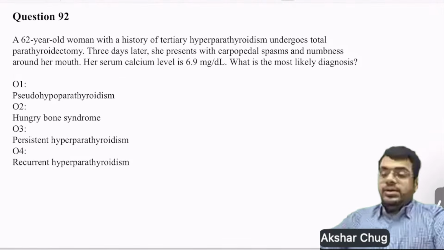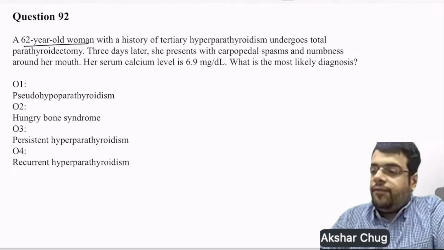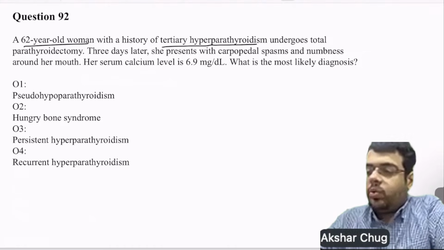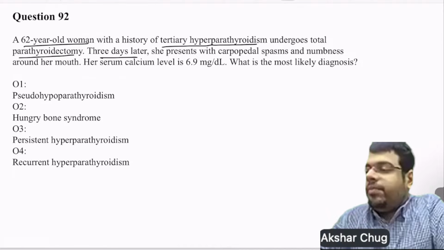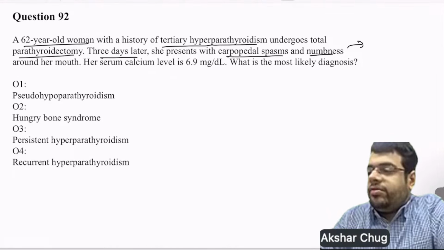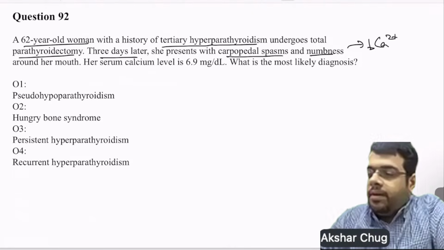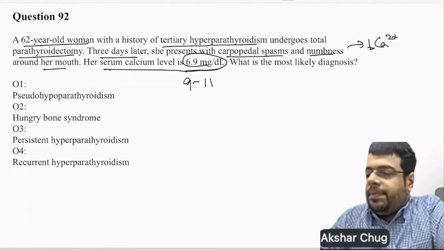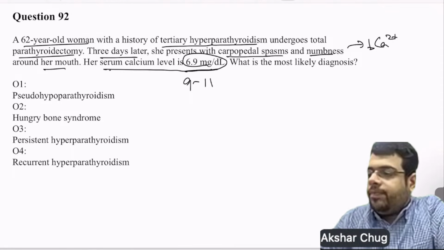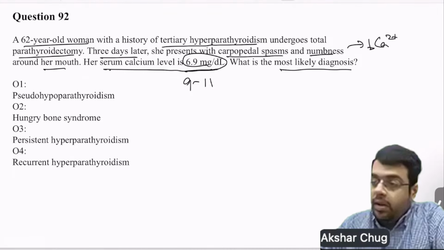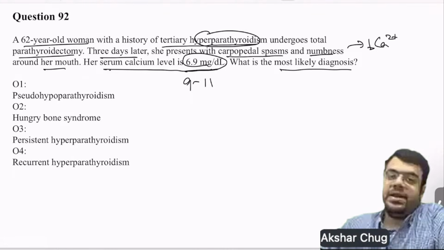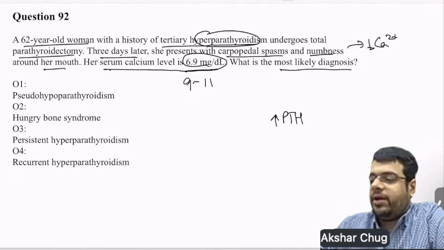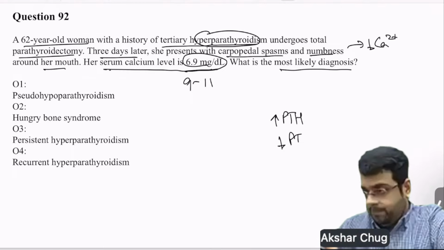Let's go to question 92. A 62-year-old woman with a history of tertiary hyperparathyroidism undergoes total parathyroidectomy. Three days later, she presents with carpopedal spasm and numbness around her mouth, suggestive of hypocalcemia. Her serum calcium is 6.9, and we are given that the normal value of calcium is around 9 to 11. So the patient is clearly deficient in calcium. Which of the following is the likely diagnosis? The patient had hyperparathyroidism, so there would have been high parathyroid hormone. Now we have removed the parathyroid gland, so there would be reduced parathyroid hormone.